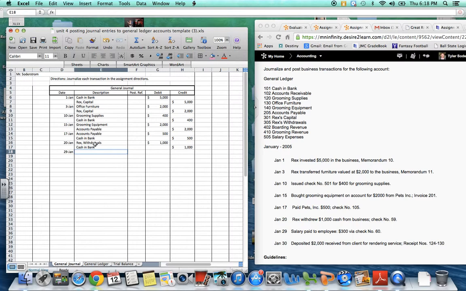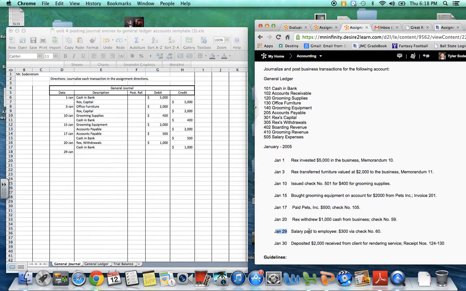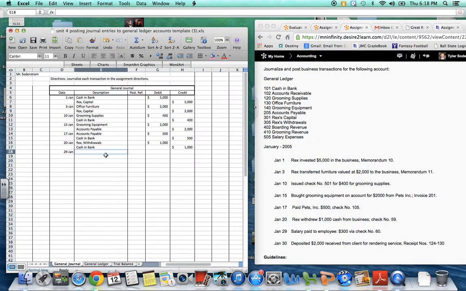On January 29th, I paid salary to my employees, $300. So this one again is going to affect cash in bank, and looking at my other accounts, the next logical one is salary expenses. So this is an expense. Expense accounts increase with a debit. So I'm going to debit salary expense for $300, and I'm paying cash for this. So I'm writing the check, so it's going to decrease the amount of cash I have in the bank. So my cash in bank account is going to decrease with a $300 credit.